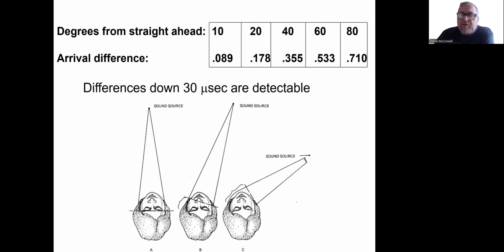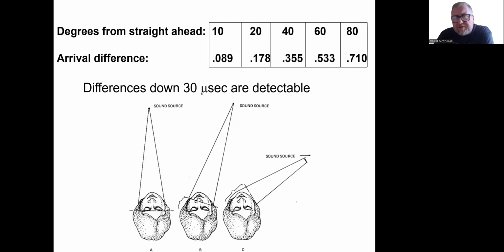When the sound is nearly fully off to the side, 80 degrees away from straight ahead, where 90 degrees would be exactly to your right, the arrival time difference between the ears is 0.71 seconds. But when it's just slightly offset, just 10 degrees off from straight ahead, it's a very slight change. We see the arrival time difference is pretty small, 0.089 seconds. But we can hear that. We can hear even down to 30 microseconds in terms of arrival time differences. So we can detect small deviations in position like that because they create small differences in the arrival time.